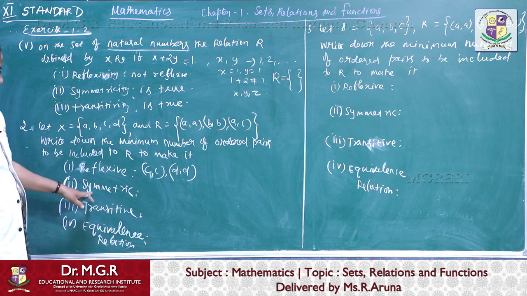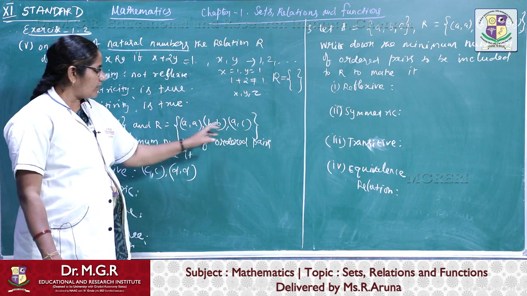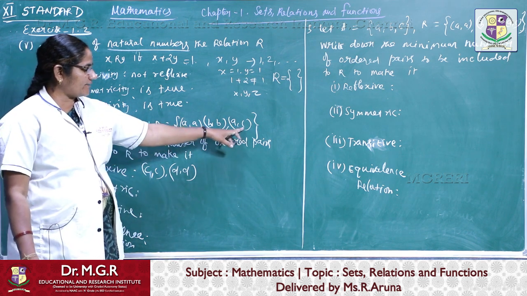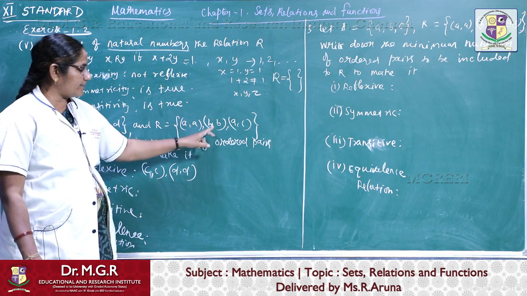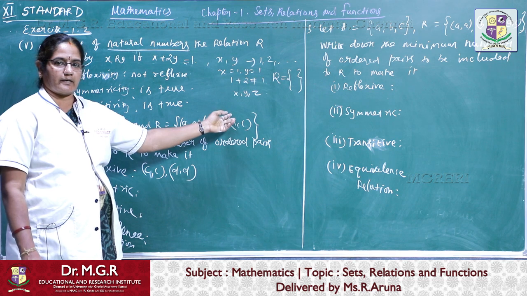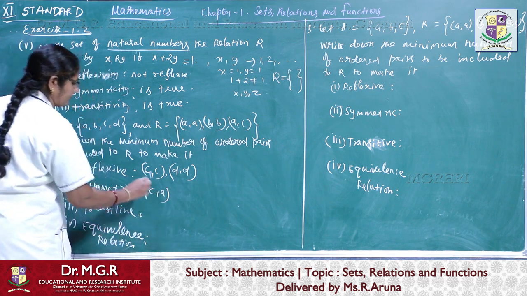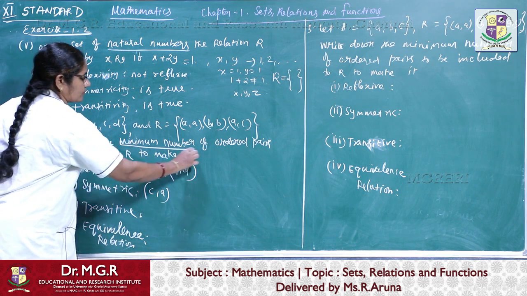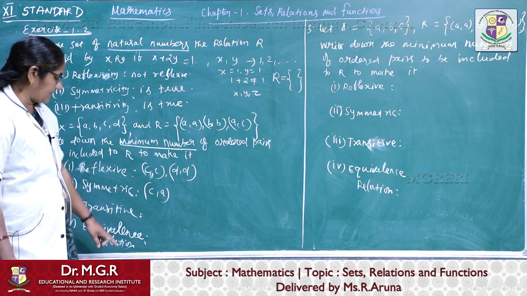Now we go to symmetric. Let us check here. We only have to check the given R elements. So (a, b) is fine. For (a, c), what is its symmetric element? (c, a). That is to be included. We need to add the minimum number, that is the most important. So we have to check with the given R elements only.